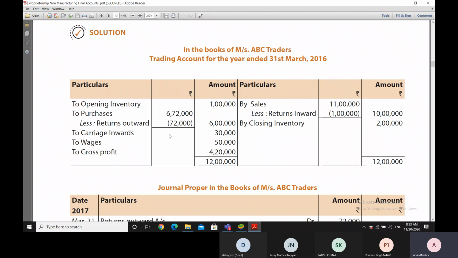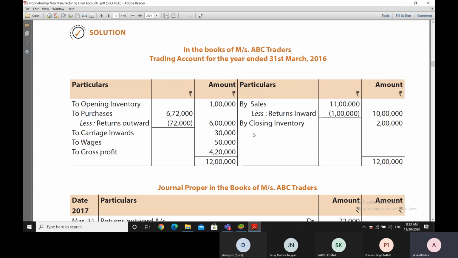we add the carriage inwards to the debit side, because these are the expenses paid for transportation, etc., to bring the goods in. And then we add the wages, which are the wages paid to the laborers who help out in the loading, unloading of the goods when they come in.